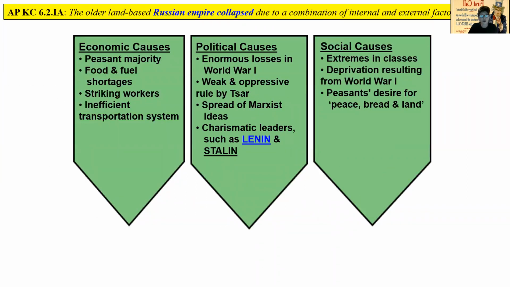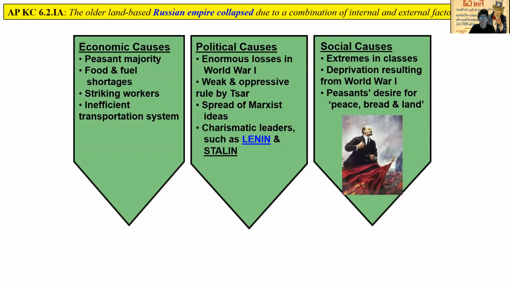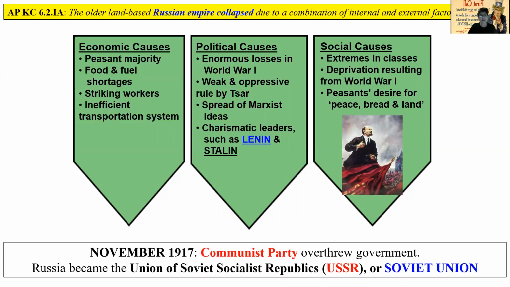So the social causes are that there were extreme disparities in social classes. Deprivation, people don't have things that they need, and the peasants' desire for peace, bread, and land, as Lenin mentioned in his speech. In November 1917, the Communist Party overthrows the government and Russia becomes the Union of Soviet Socialist Republics, also known as the USSR or the Soviet Union.